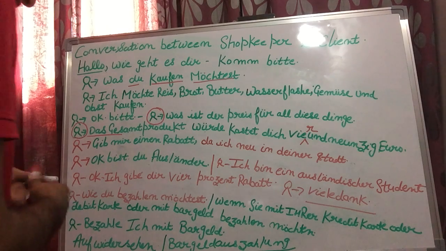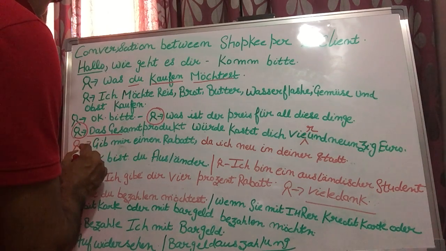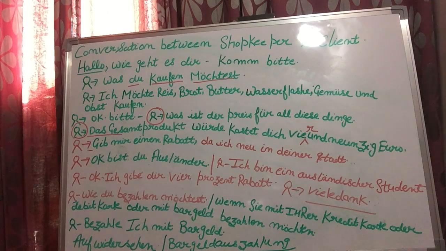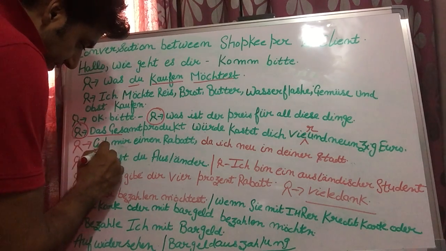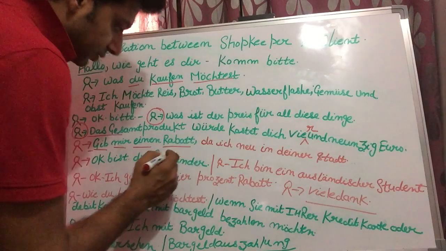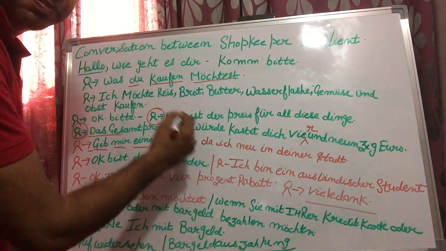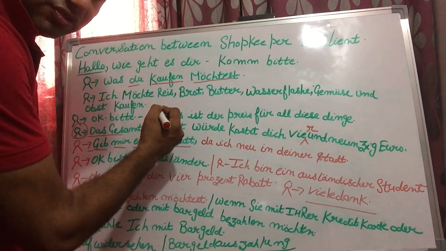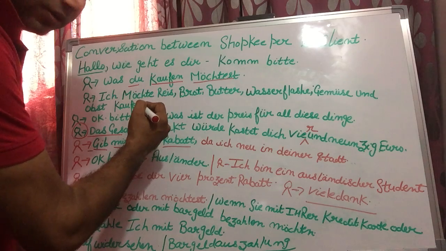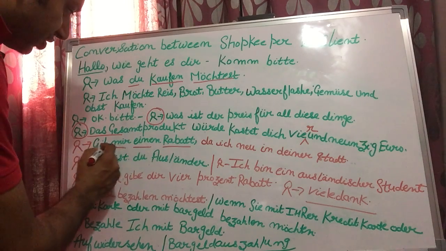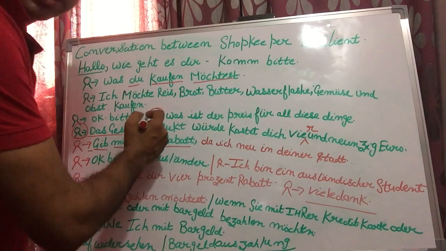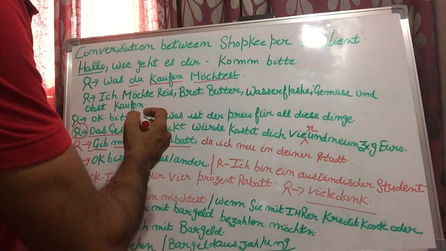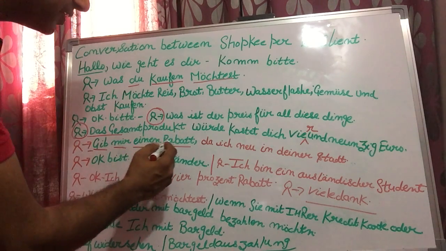Then the client will reply. Speak after me. The client will reply, gebe mir einen Rabatt. Rabatt is basically your rebate, discount. He's saying, give me some discount. What is he saying? Give me some discount. So, gebe mir einen Rabatt.